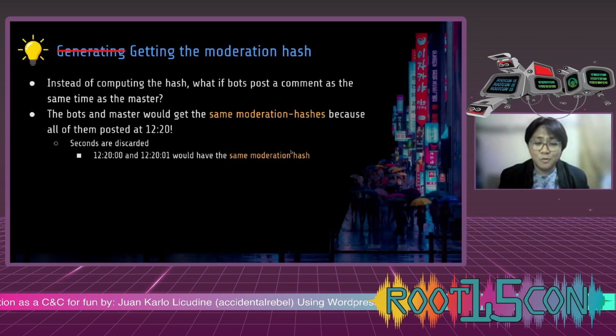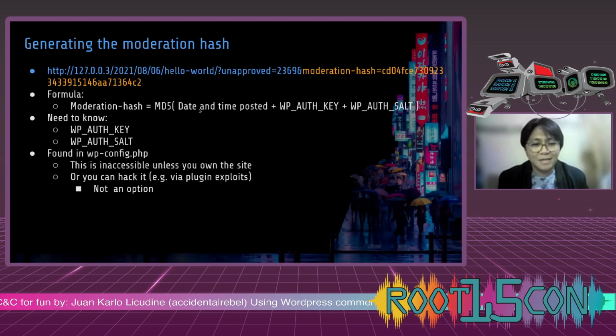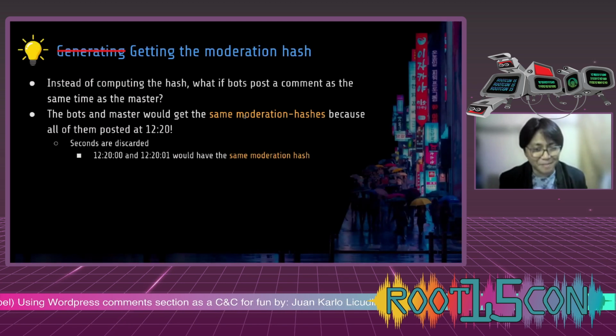The answer is to get the moderation hash, and the way for us to do that is that instead of computing the hash, what if the bot would post a comment at the same time as the master? Let me explain. If the bots and the master post at exactly 12:20, you have to keep in mind the seconds are discarded. So even if you post at 12:20:00 or 12:20:15, all of them will get the same moderation hash. Because remember, the formula uses the date and time the comment was posted. So what you will do is just post at the same time.